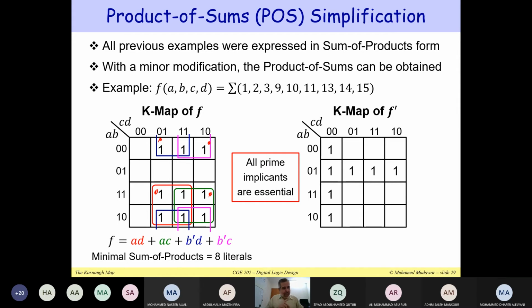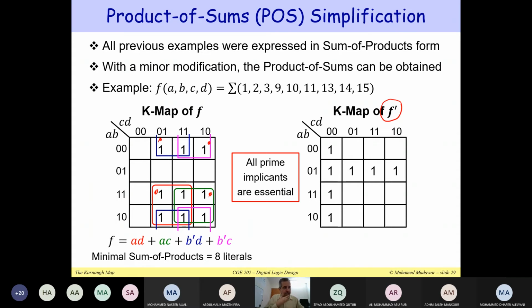Now, we are going to look at the K-map of F prime. So let us take the complement of F. The zeros become the ones, and the ones become the zeros, right? So the trick is to look at the Carnot map of F prime. So now you can see that I'm looking here. Let me obtain a sum of products expression for F prime.